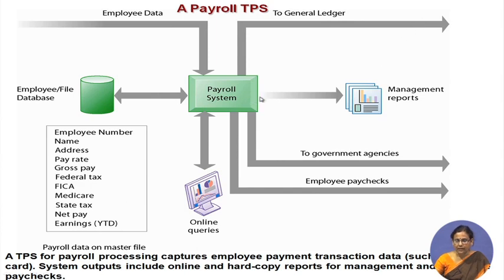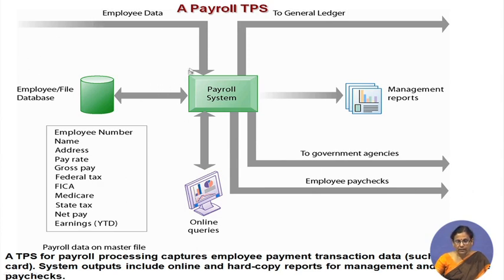Similarly, the output can go to the management as a management report, and it can go to the government agency for processing the income tax, etc. And paychecks get generated. So, basically the input to the system is the employee data, and the output goes to the general ledger, to the management as a management report, and to the government for tax calculation and tax deduction. Then it also gets some kind of physical output, that is your employee check.